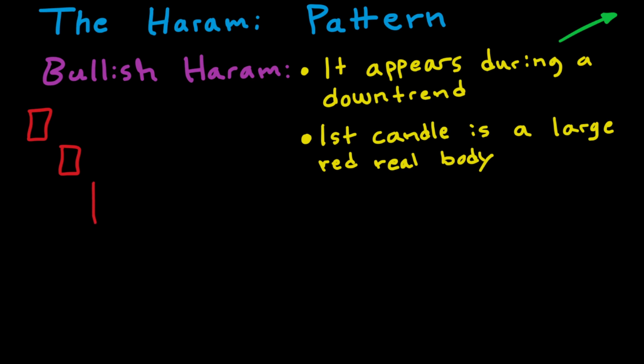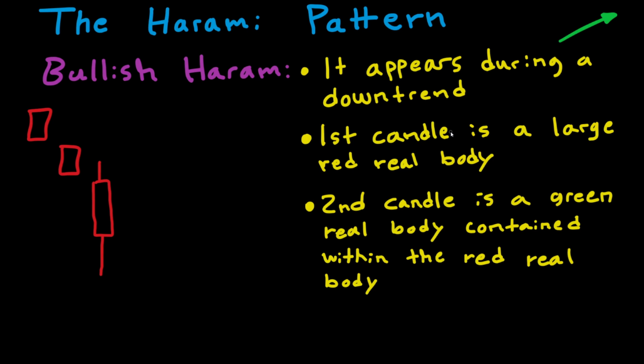So the real body is basically the part that looks like a rectangle. So this is the real body, and it can have some shadows. Maybe look something like this. And the second candle here is a green real body that is contained within the red real body. So it might look something like this. By being contained, we mean that the open and close price of the prior candle kind of engulfs the green one. We see that the red real body is both above and below the green real body.